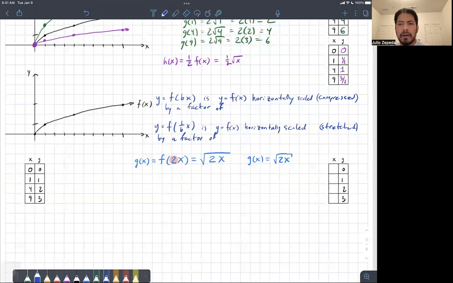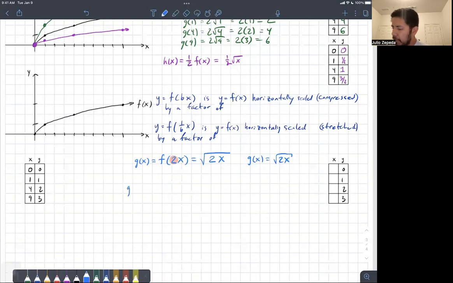Notice that the 2 there is going to double what we have inside of the square root. It's going to double whatever we plug in. And so it seems like here we're going to want to plug in numbers that are half the size of what they were before, so that when they get doubled, we get a number that we can easily take the square root of.